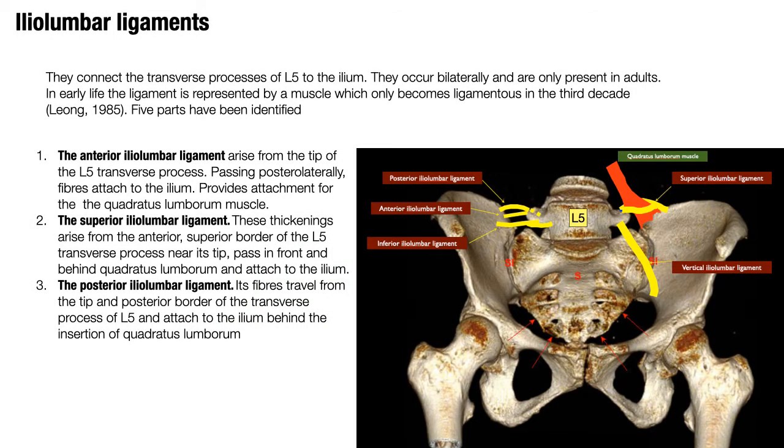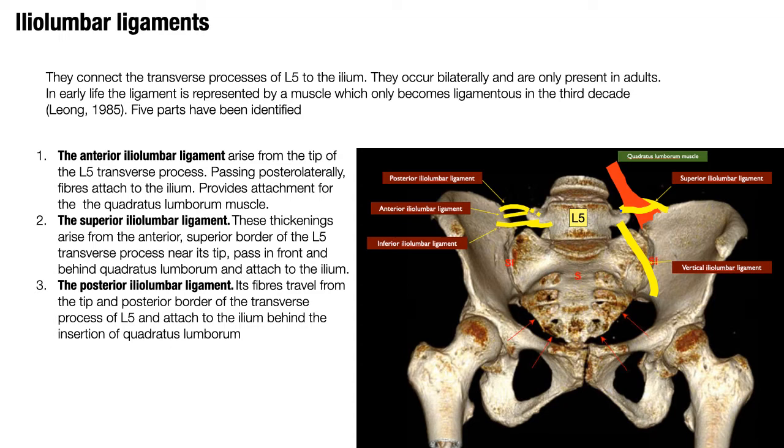Another set of important ligaments are the iliolumbar ligaments that attach L5 to the pelvis. This attachment has to be very strong and very stable, because it's connecting the upper half of the body to the lower half of the body. There is no other attachment. Also, remember that these ligaments are only found in the adult. In young people, this is a muscular tissue that will convert into fibrous tissue.